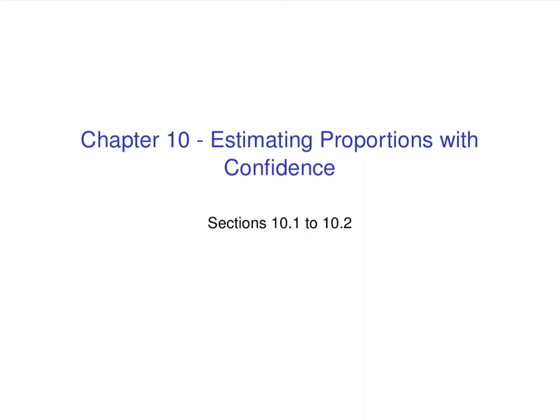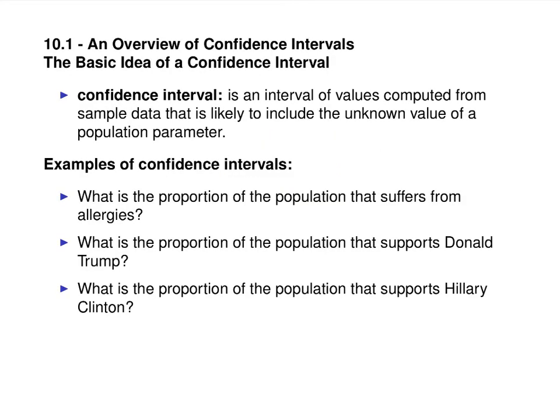In this lesson, we are going to talk about how to find more refined confidence intervals for proportions. So first, let's get a basic idea of what a confidence interval is. A confidence interval is an interval of values computed from sample data that is likely to include the unknown value of a population parameter.